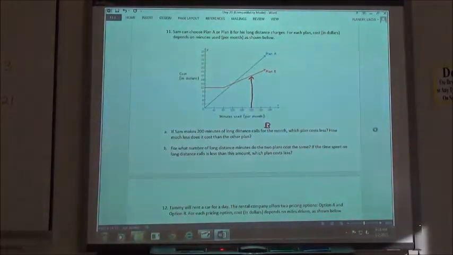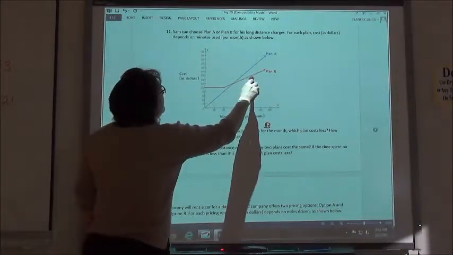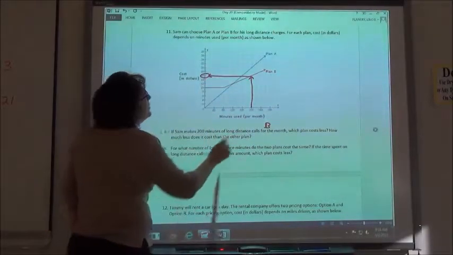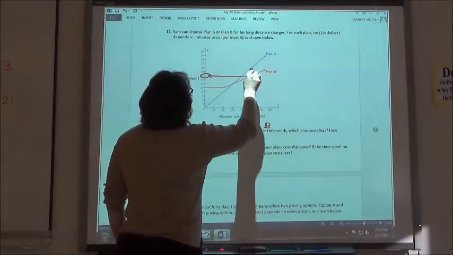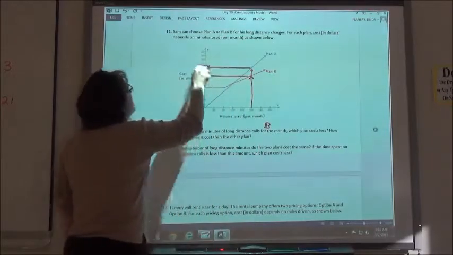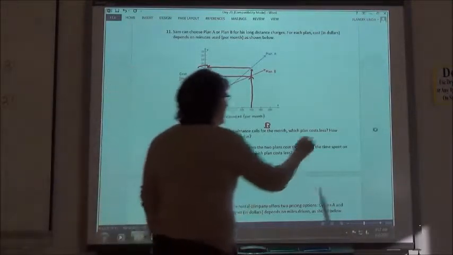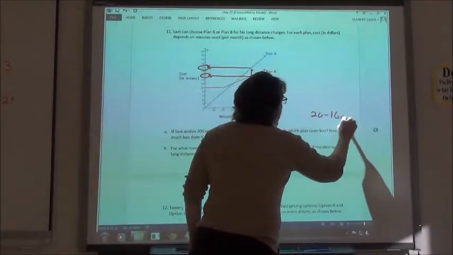It wants to know then how much less is it going to cost. So if I look, plan B is going to cost me $16. Plan A is going to cost me $20. So how much less does it cost? $4. 20 minus 16.